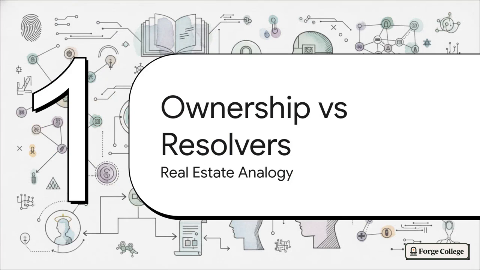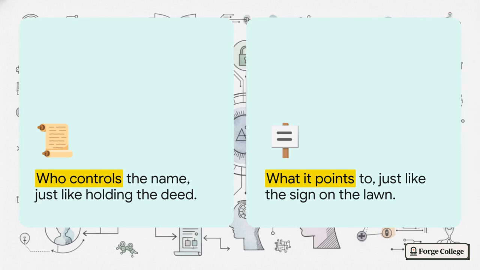Moving right along to Section 2, ownership versus resolvers, the real estate analogy. And this brilliantly illustrates what is honestly the most critical conceptual hurdle in decentralized identity, separating the control of a name from its routing instructions. It's exactly like real estate. On one side, we have ownership. This is who actually holds the deed to the property. The owner has the ultimate authority, period.